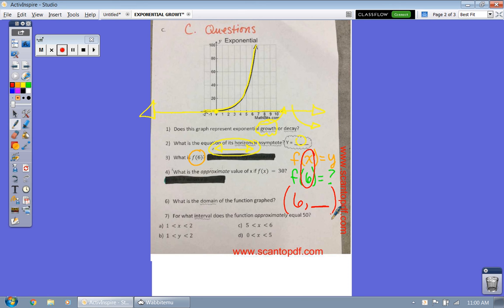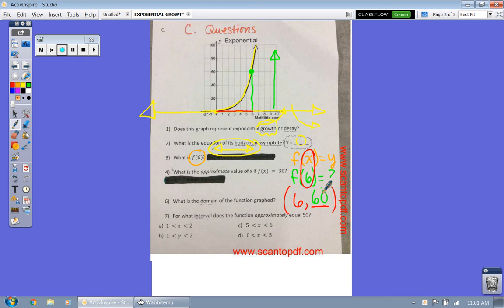So let's go up to our graph here. If I go over 6, 1, 2, 3, 4, 5, 6, how far up in the y direction will I need to travel in order to hit this graph? Now look over here, what are they counting by over there? Looks like they're counting by 20s. So let's see what we have here. 20, 40, 60. It looks like you're going to go up 60. So the missing component is 60.